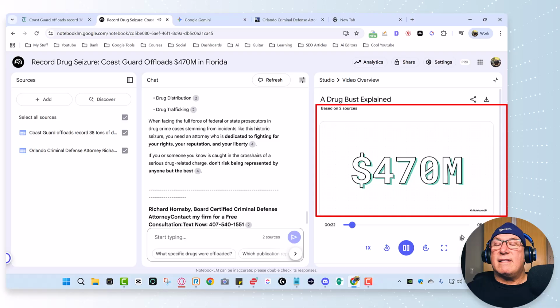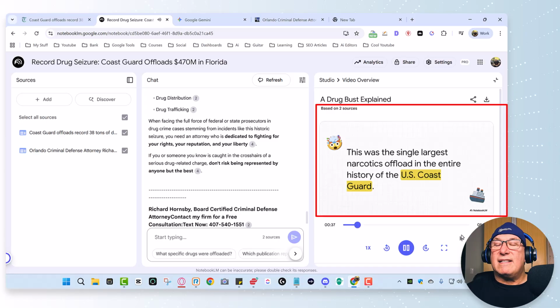Okay, let's start with a number. $470 million. Just wow, let that sink in. A number that big, it almost doesn't feel real, you know? So what is that? What are we talking about here? Well, that's the estimated street value of the biggest drug seizure in US Coast Guard.